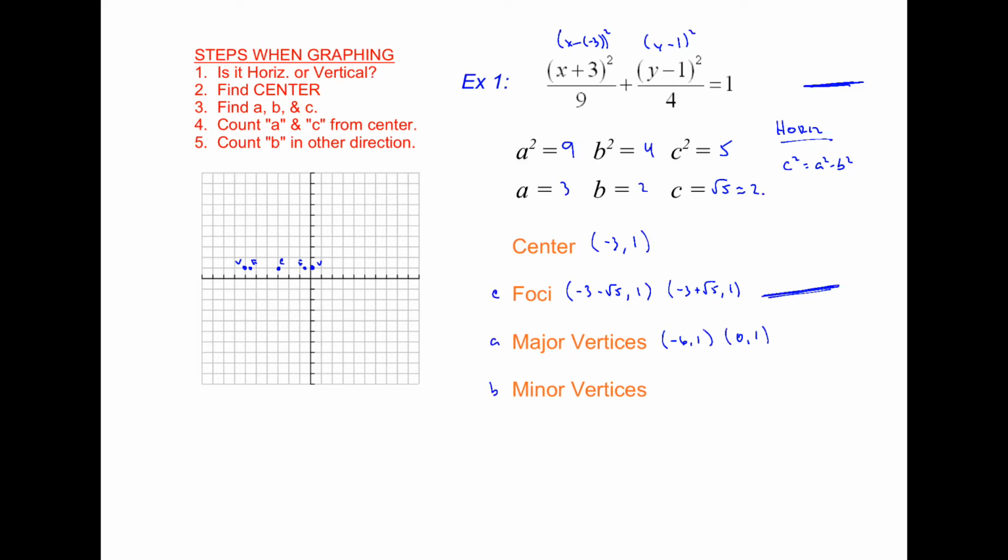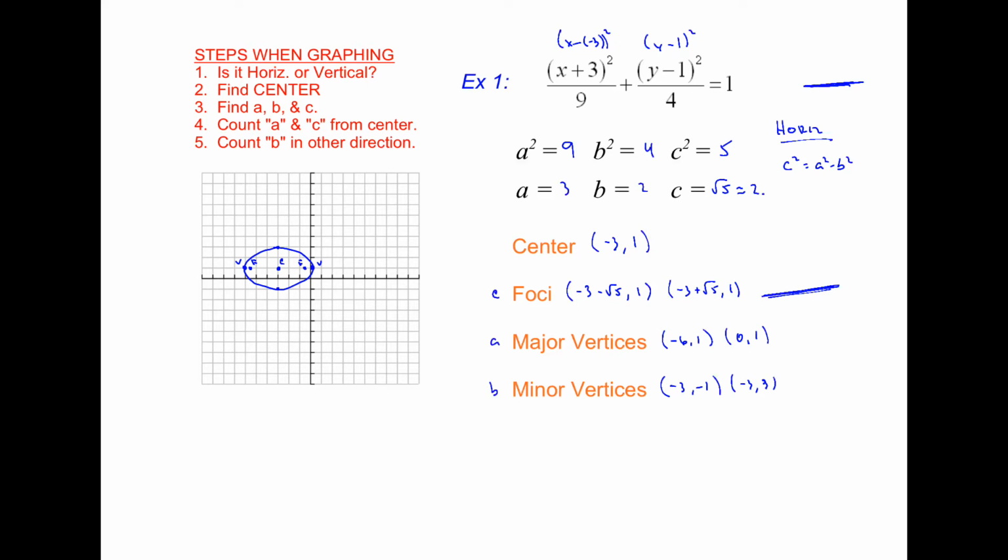So now we're going to take the B value, which is 2, and add and subtract 2 from the Y coordinate. So if I take 1 minus 2, that's -1. If I take 1 plus 2, that's 3. So over here on the graph, I'll just count up 2 units. 1, 2, that's at -3, 3. Down 2, that's at -3, -1. And then you can just graph the best ellipse that you can through the major vertices and the minor vertices.